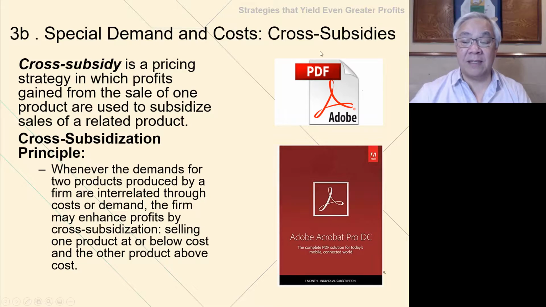We give away, in this case, Adobe gives away their reader. And if you want to do any editing or anything more specific with creation of the PDF, you need to buy some software from Adobe. So that's an example of cross-subsidy.